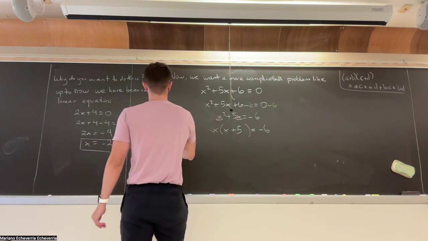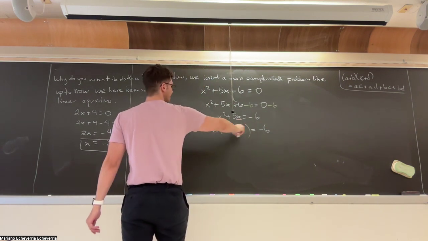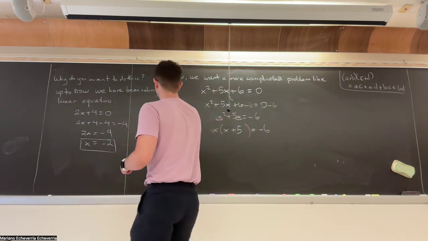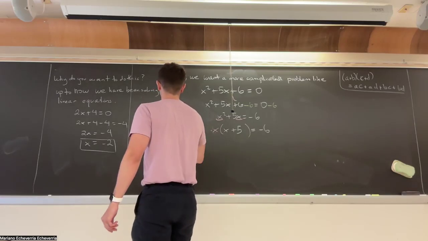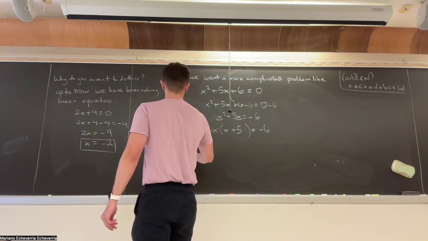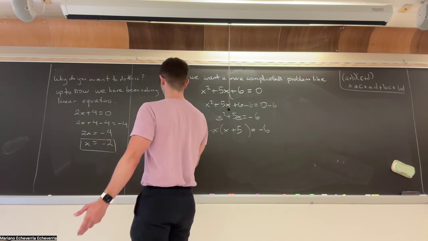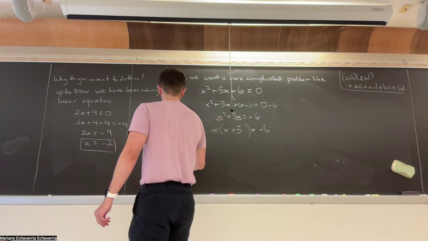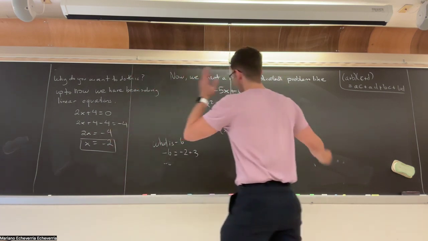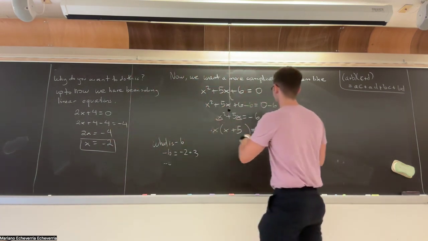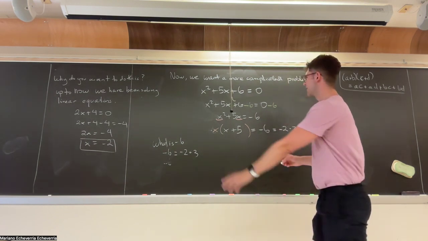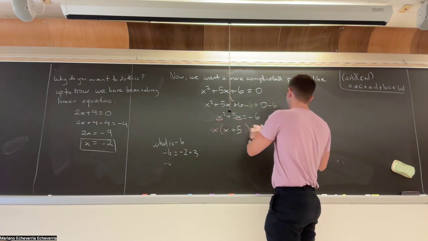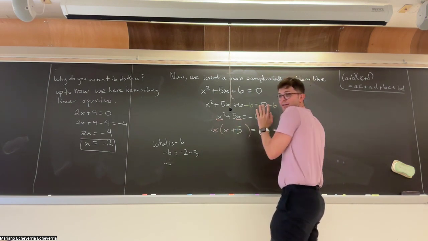You could think, well, -6, what is -6? Well, for example, you could say it's like -2 times 3, right? Like that is -6. Also -6. So you could maybe say, well, since -6 is -2 times 3, that x should be -2, and maybe x plus 5 equals 3 or something like that.